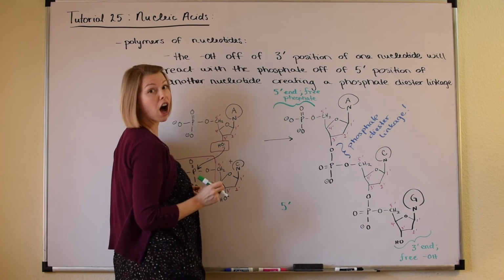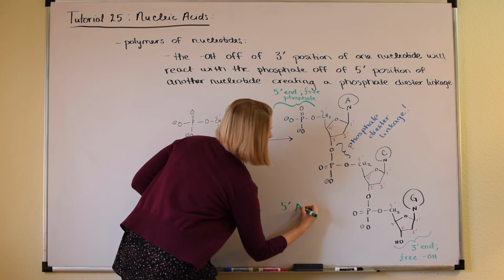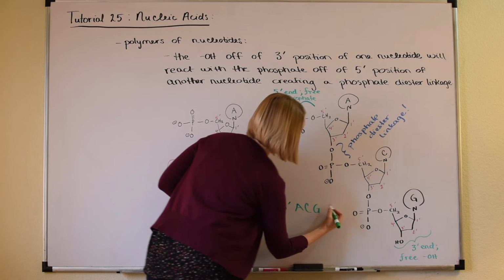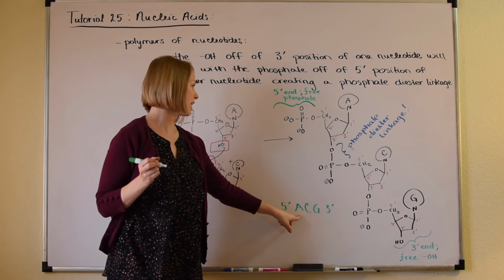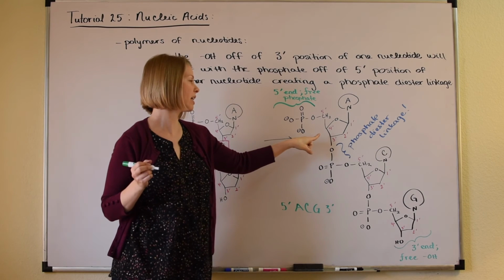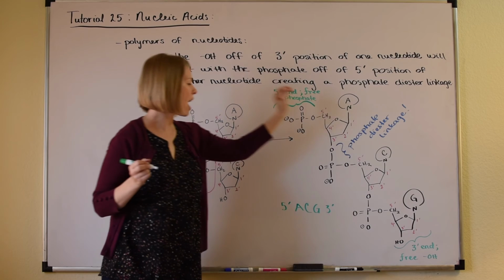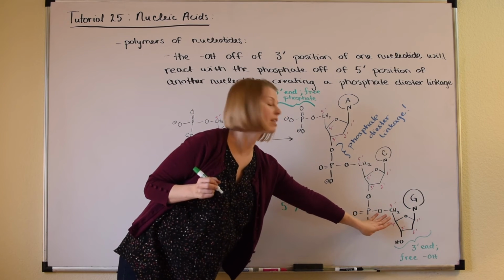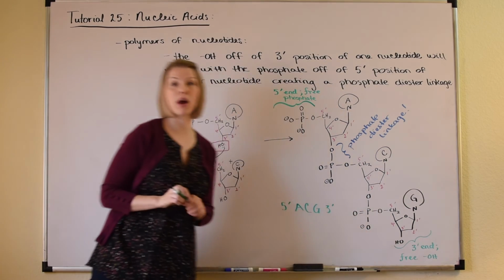All right, so for this specific trinucleotide, we would label it as 5' ACG for the order of the nucleotides. A, C, G, and then we would end with a 3', so that we would know that it is the deoxyadenosine nucleotide that has the free phosphate in our chain, and that it is the deoxyguanosine side that has the free OH at the 3' position.